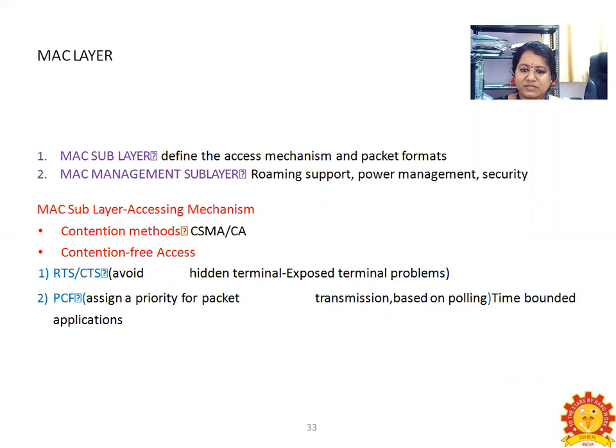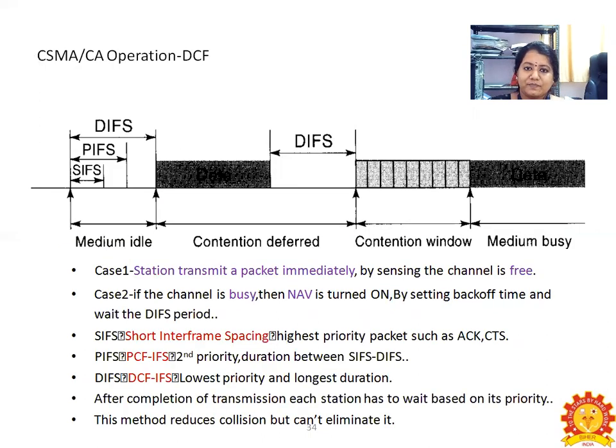Next, the PCF assigns a priority for packet transmission based on polling. This is for time-bounded applications. So this is the frame format. Here we have SIFS, PIFS, and DIFS. Next the contention deferred, next the DIFS, next we have a contention window, and at last we have the medium.